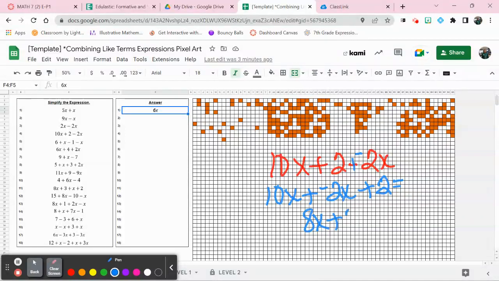Plus the 2. That 2 cannot go with these because it does not have an x on it. And there is no other numbers, constants, without letters to add with the 2. So there we go. That's our answer. And when we type it in, we'd leave no spaces. We would type 8x plus 2. Okay, just like that. No spaces between any of the terms. All right. Let's go to the next one.